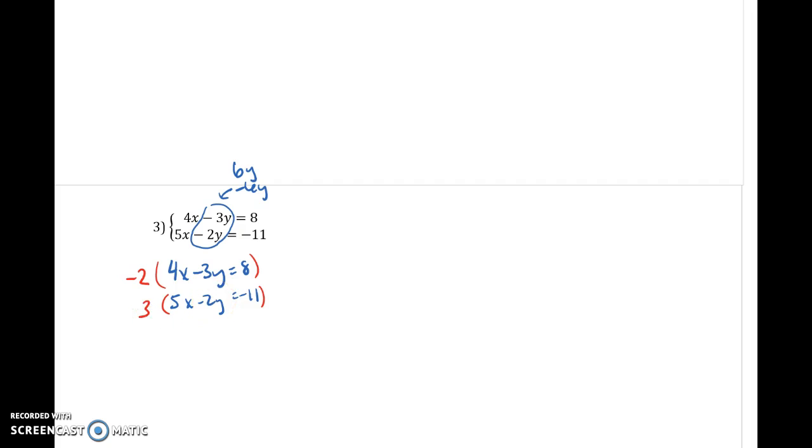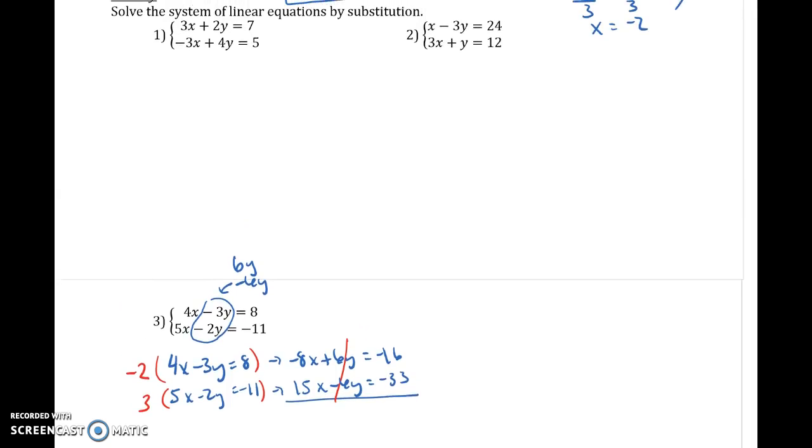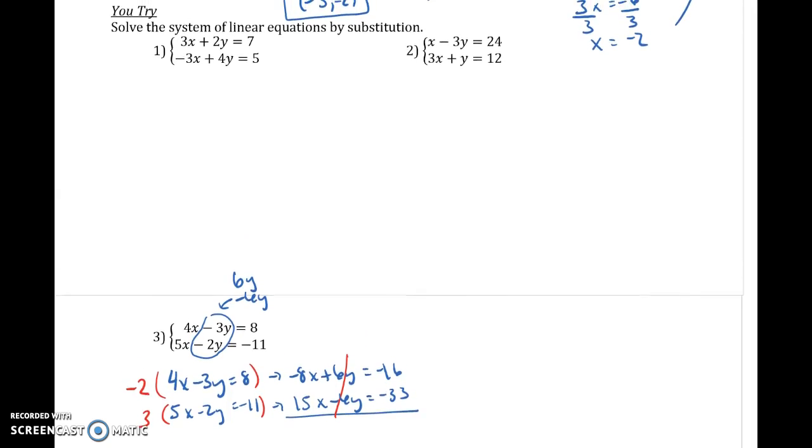And then we'll see our transformed equations. Negative 8x plus 6y equals negative 16. And 15x minus 6y equals negative 33. And those y's now cancel out perfectly. Okay? So I'm going to stop right here, let you guys finish it off. Please make sure you are checking your work, right? And then we'll check all the answers together in a moment, and I'll take questions when we come back to class.